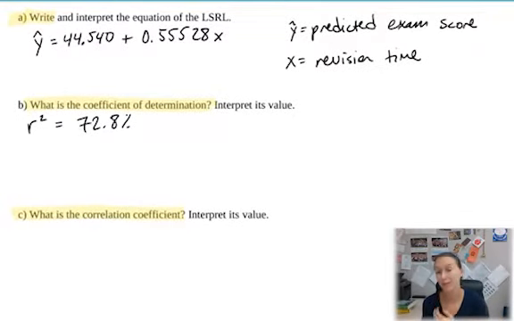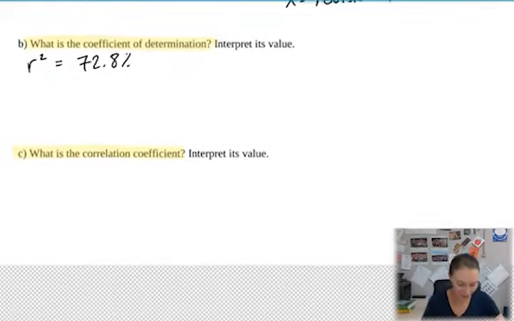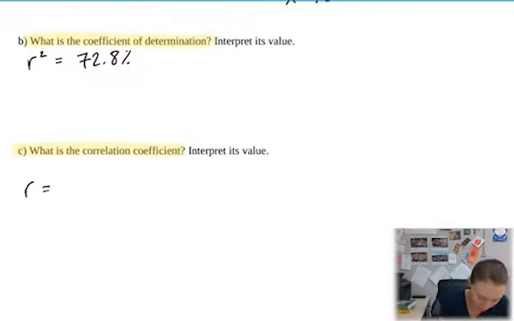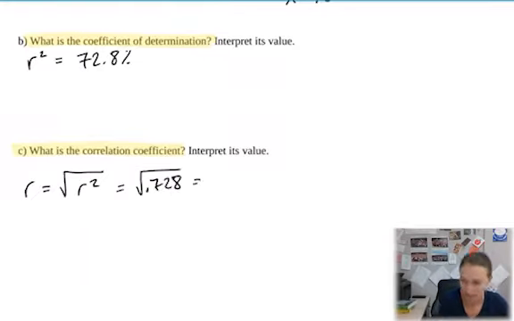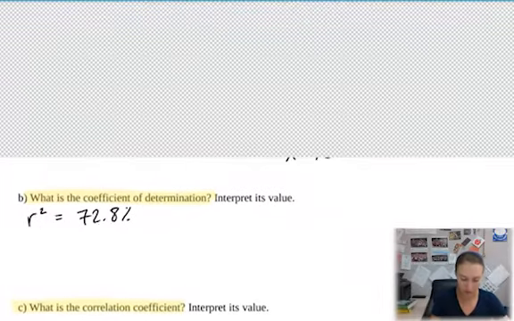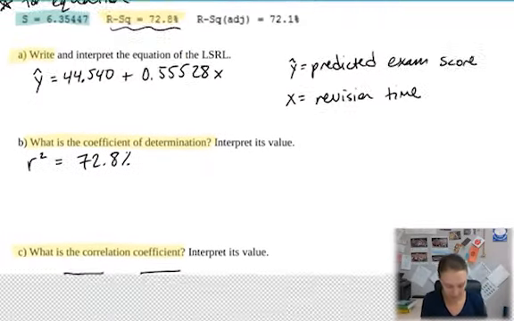And then you can look at the notes for the interpretation there. It's kind of lengthy. And the correlation coefficient is r. So what we would do is we would square root r squared to get r. So we'll square root 0.728, and then that should end up being 0.853. So you have r, you just have to do a quick calculation to get it.